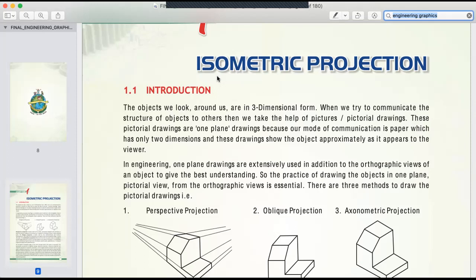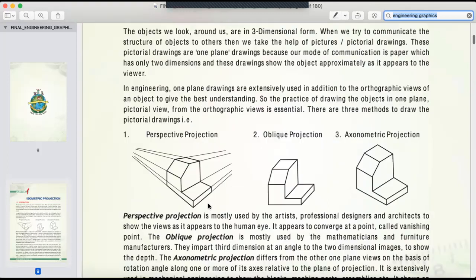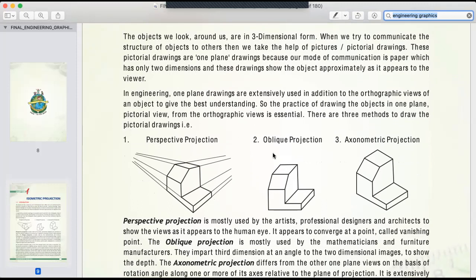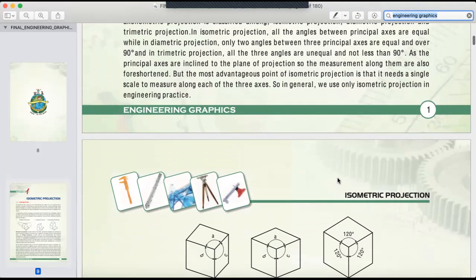Now in isometric, there are different types: isometric view and isometric projection. In isometric view, we take natural scale. And in isometric projection, we use isometric scale. So this much we should know as a difference between orthographic and isometric. And in isometric, there are two types. Now you can read this for information. This will be helpful to you in MCQ, that what is a perspective view, what is oblique view, what is axonometry, right? So that you can see.